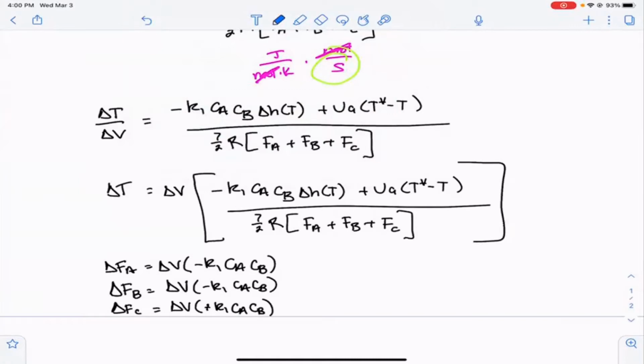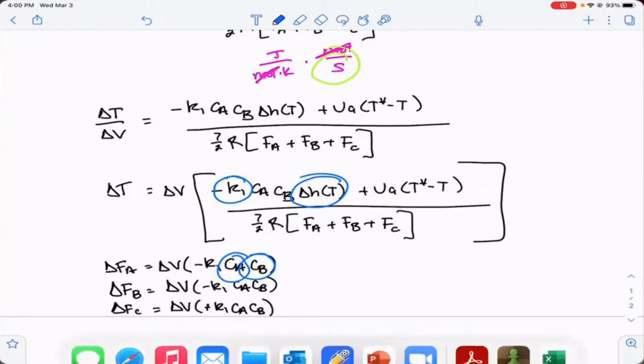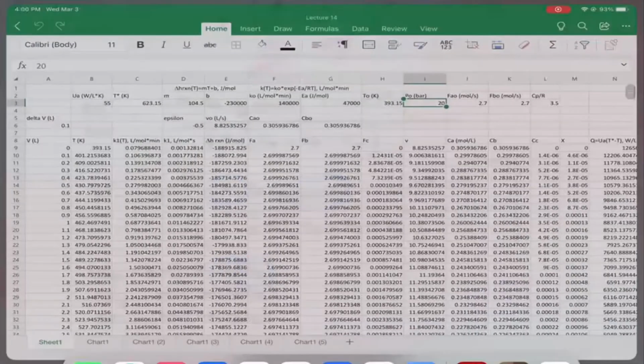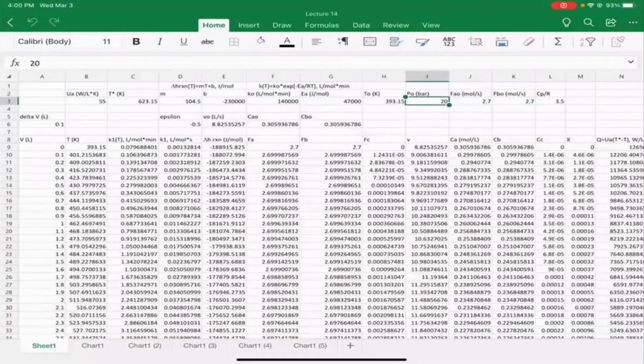But one of the things that you're going to see is that when we implement this in Excel for Euler's method, I'm just going to have independent cells that calculate K1, delta H of reaction, the volumetric flow rate, and then the concentrations of A, B, and C, and I will just call them directly when I do that. And so let's have a look here at the Excel file. Just like all of the other Excel files that I have, I try to organize things based on values that are given versus values you have to calculate. And so at the very top, you can see everything that was given in the problem is there.